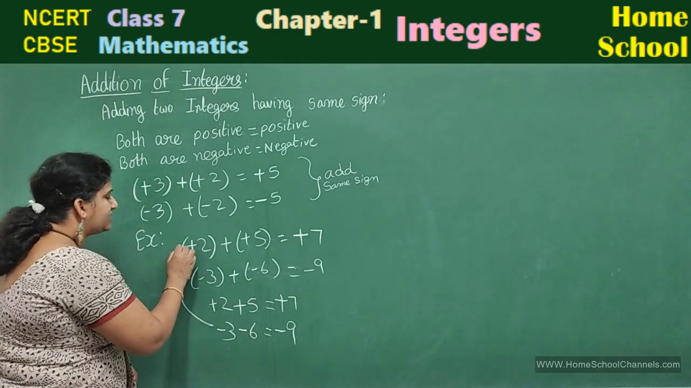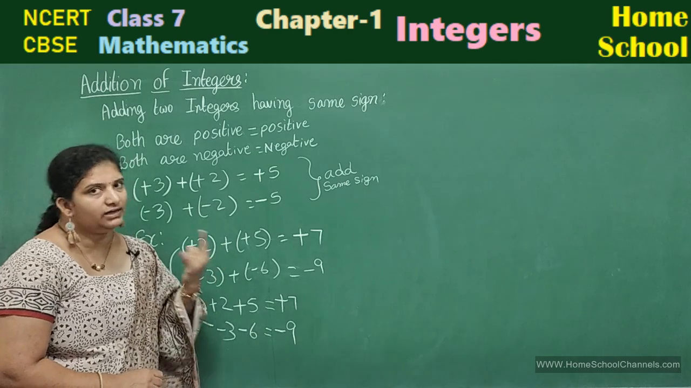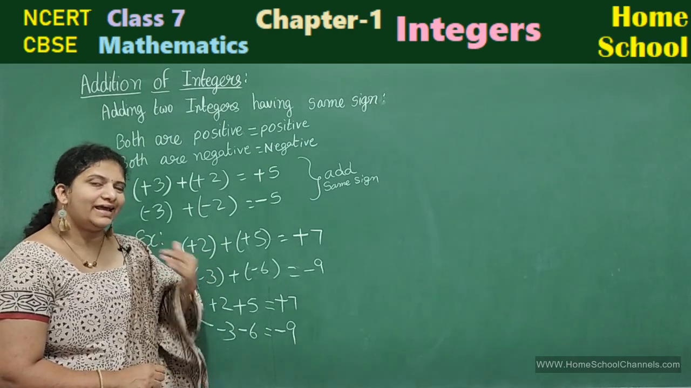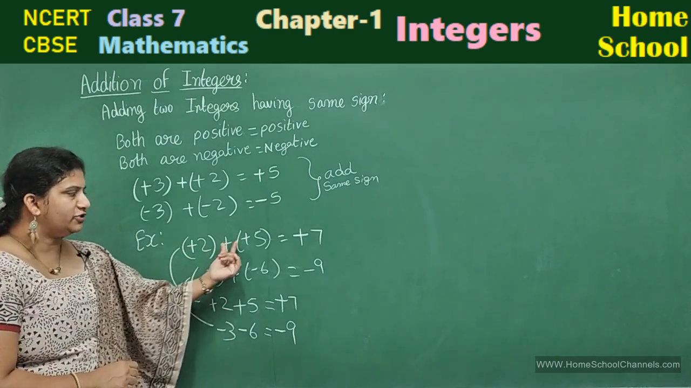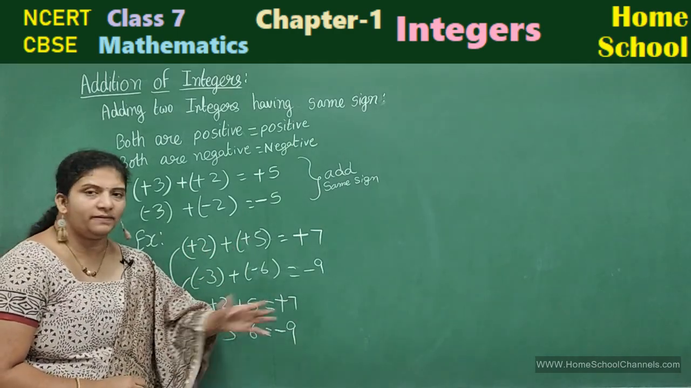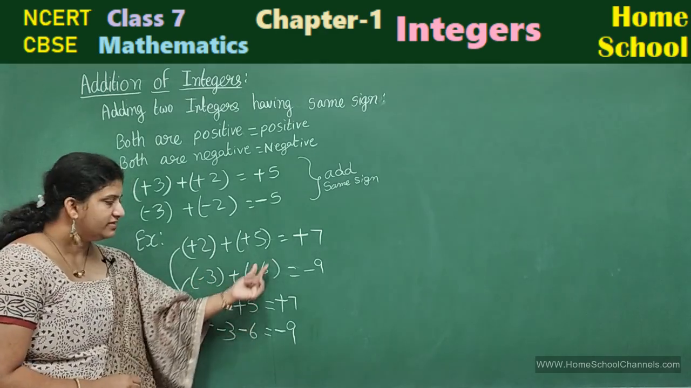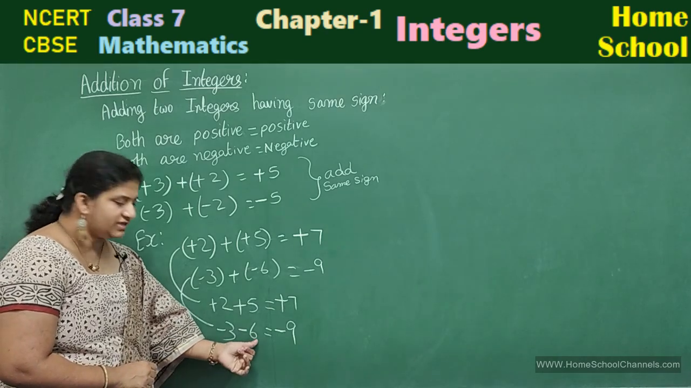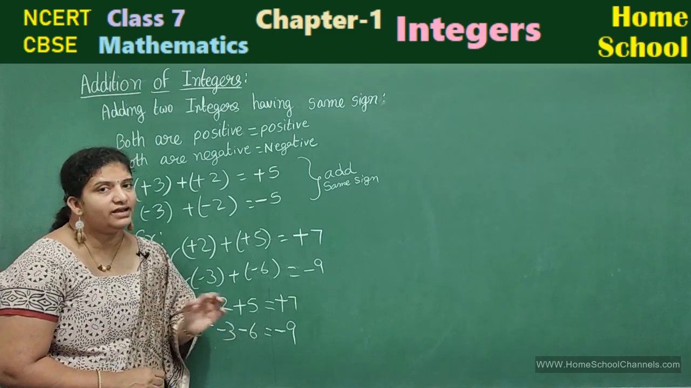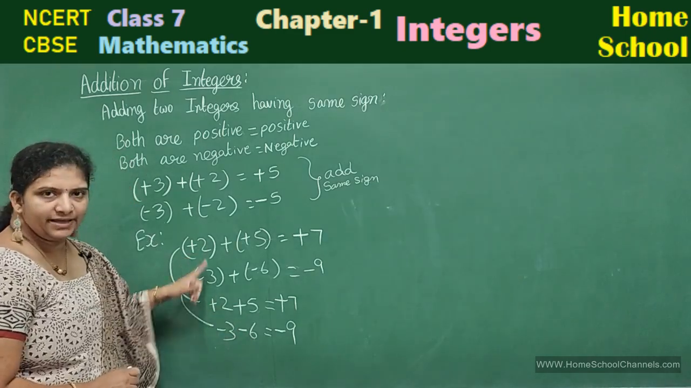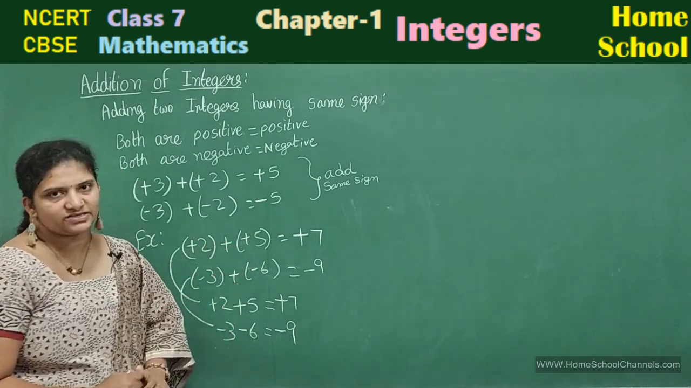See, these two are the same and these two are the same. We can use brackets while we are learning. In your next chapter onwards, we do directly like this: plus 2, plus into plus, plus 5 is equal to plus 7. And here, minus 3, plus into minus, minus 6. If both the integers have a negative sign, take the negative sign and add the numbers. Both are the same anyway. Either remove the brackets, or directly learn it like this first.